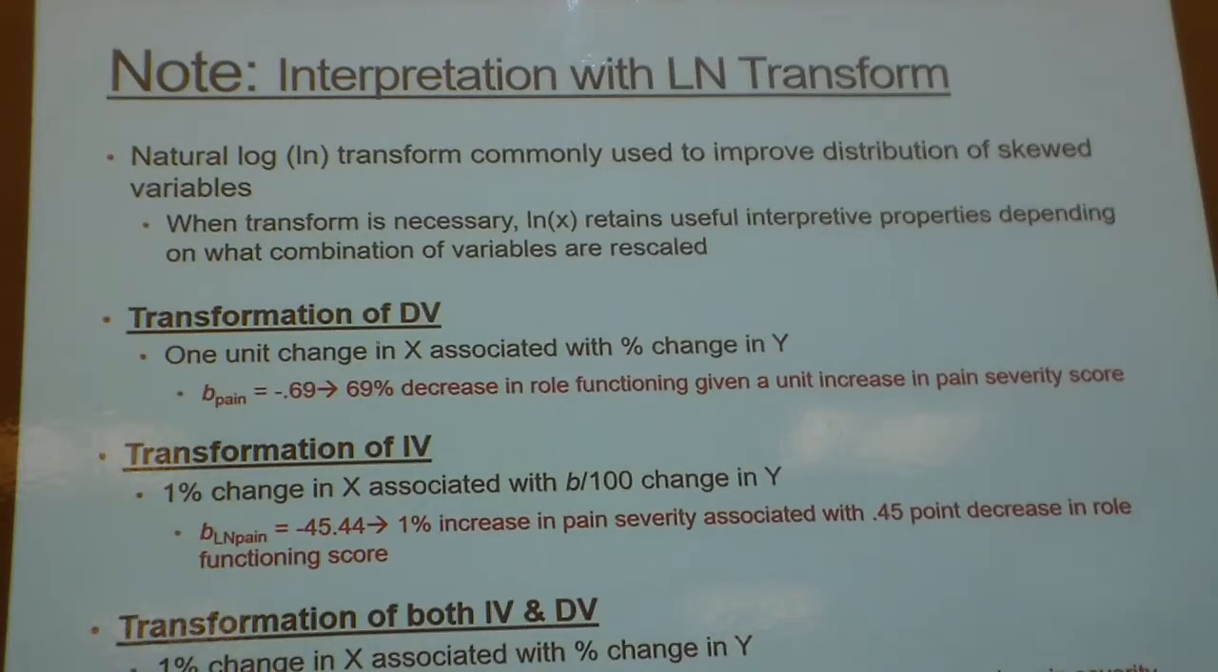If we log transform both, we have a log transform predictor and log transform outcome, then we're talking about a 1% change in x associated with a percent change in y. If we have the natural log of pain and the natural log of role functioning, and we get this coefficient, we would say we would expect 1% increase in pain severity associated with a 2.77% decrease in role functioning, or vice versa.